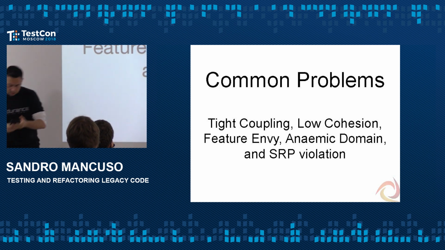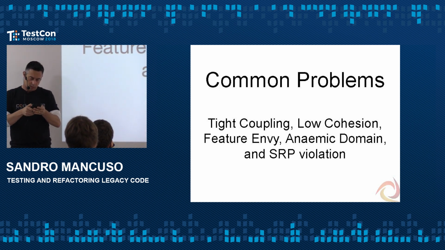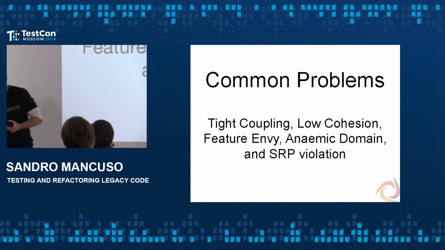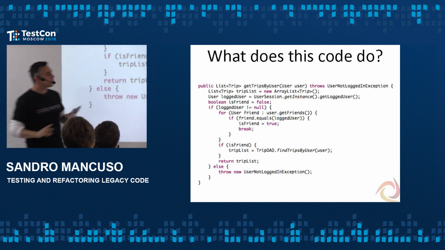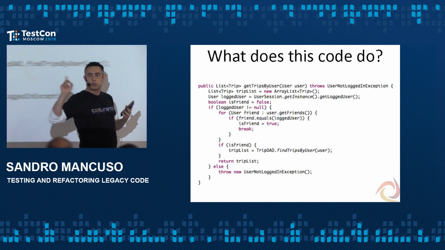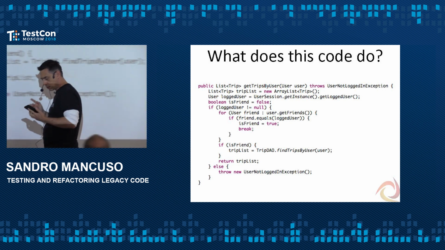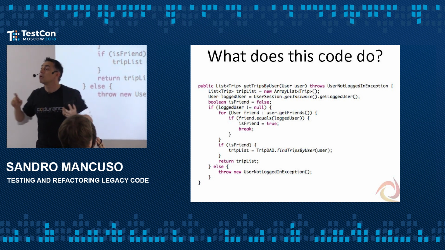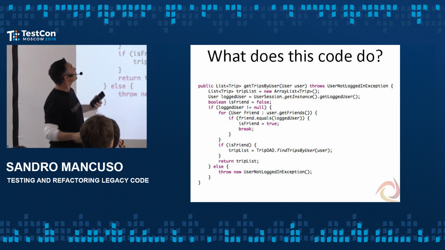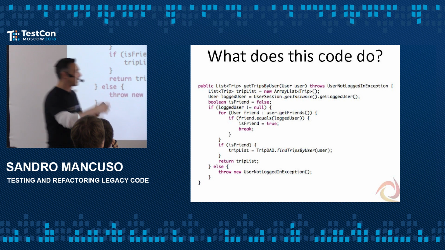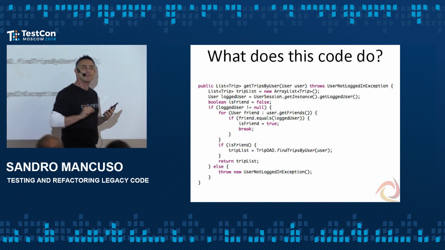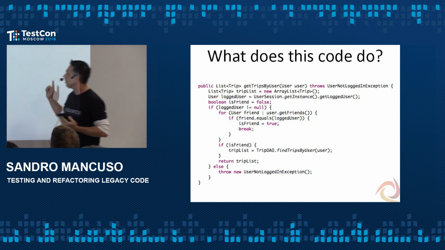So tell me, what does this code do? Try to guess what this does. Get trips per user, that's a good guess because of the name of the method. But let's try to figure out what the business rules are.